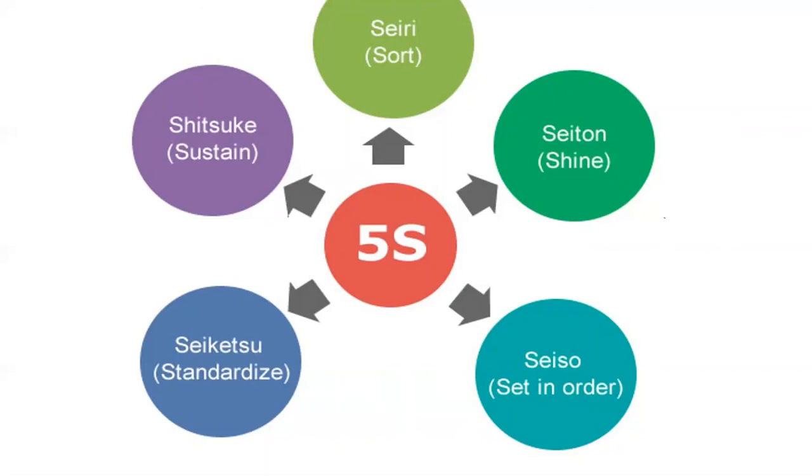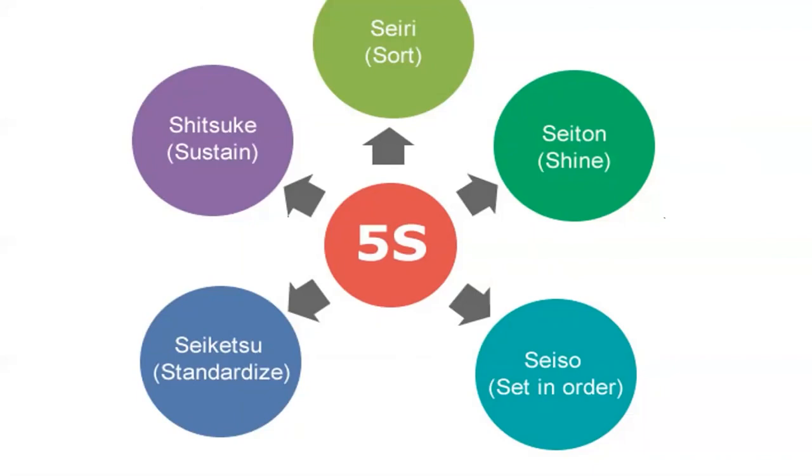Then we have Seiketsu. This is an even stranger name. Seiketsu means standardization. Seiketsu, what do you have to do? Standard. Seiketsu has no standard, so just remember Seiketsu this way. In this way you can remember. And then you have Shitsuke. Shitsuke means sustain. Oh shit, I will have to sustain here. So this is the way you can remember: shit, now I have to sustain too. In this way you can remember this Shitsuke.